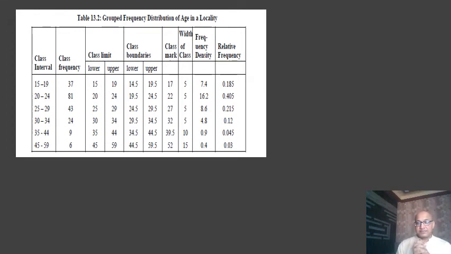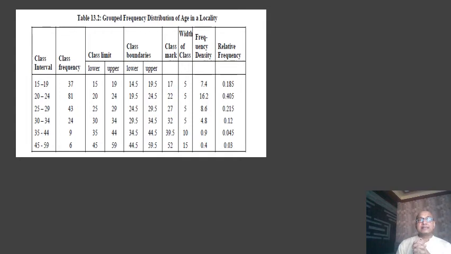First thing is class. When a large number of observations varying in a wide range are available, they are usually classified into several groups according to the size of the value. Each of these groups, defined by an interval, is called a class interval or simply a class. Second thing is class frequency. The number of observations falling under each class is called its class frequency or simply frequency.